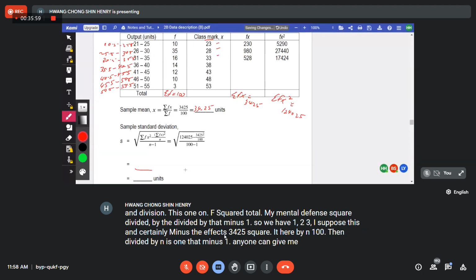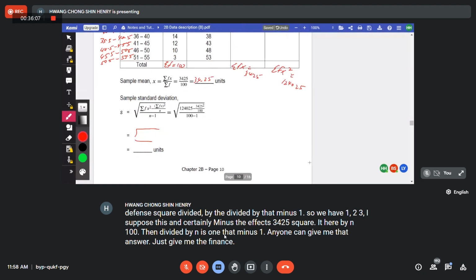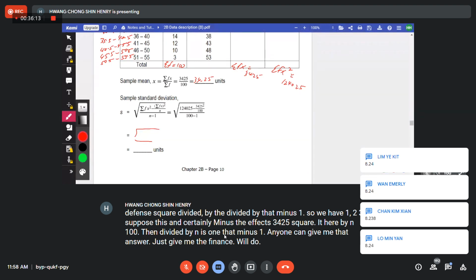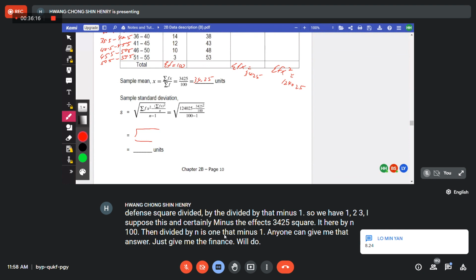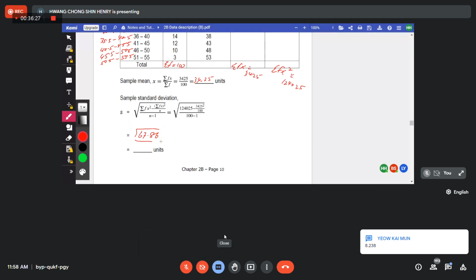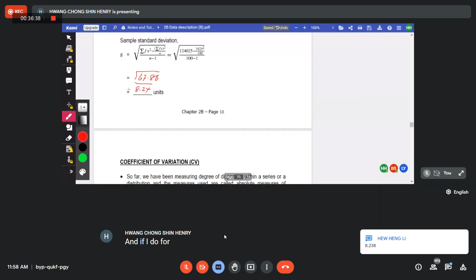Anyone can give me the answer? Just give me the final answer. Will do. Hmm. 8.24. You can put 3 or 4 decimal points.